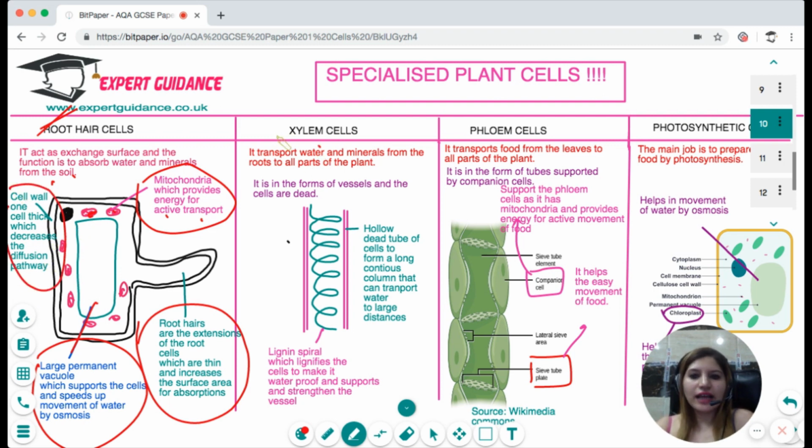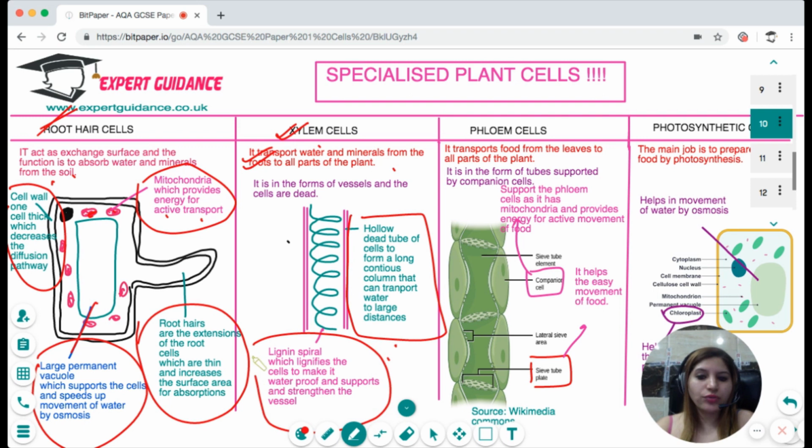On the other hand, there's a xylem cell. What is the function of the xylem cell? It transports water and minerals from roots to all parts of the plant. Now, since it has to travel water to large distances, it has to form a long continuous column. The cells of the xylem are dead so that they can form a long continuous column which can transport water to large distances. And then inside, you can see the lignin deposit. The lignin deposit makes it waterproof, makes the xylem column strong and strengthens the xylem vessel.